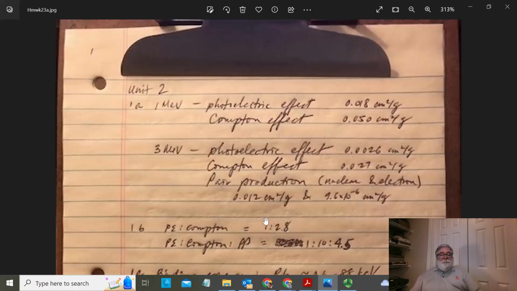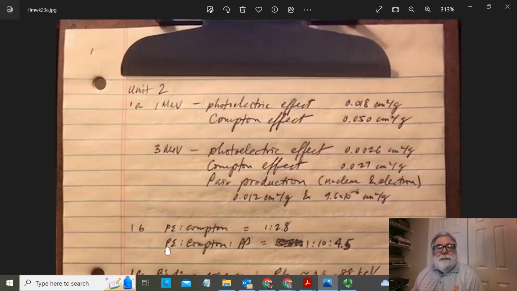I think it's helpful to point out, it may be educational for people who have a lot of experience, that this is not orders of magnitude difference for 1 MeV photons in lead. If we use the photoelectric effect as our reference, Compton effect is less than 3 times as much. It is greater, but it's not 10 times greater.